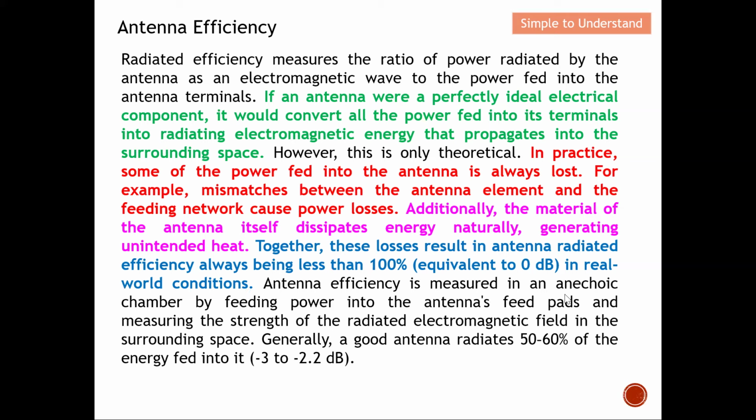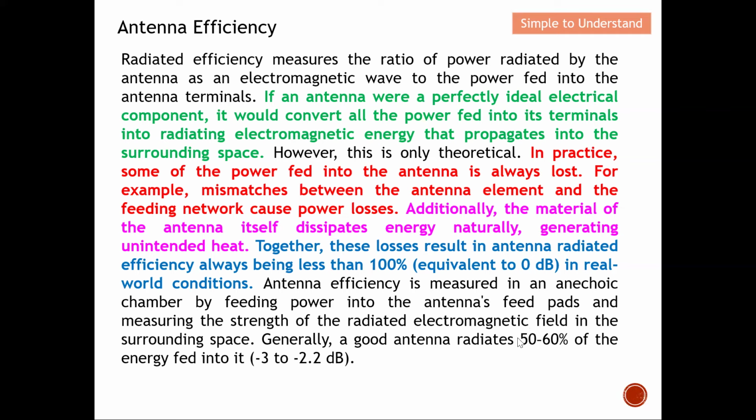Antenna efficiency is measured in an anechoic chamber, by feeding power into the antenna feed pad and measuring the strength of the radiated electromagnetic field. So basically how you measure is shown by the equation earlier on. So we supply the power to the antenna, for example. So when we know the power that we actually supply to the antenna, next we measure the radiated electromagnetic field. So once we have this, we are able to compute the antenna efficiency, as mentioned here.